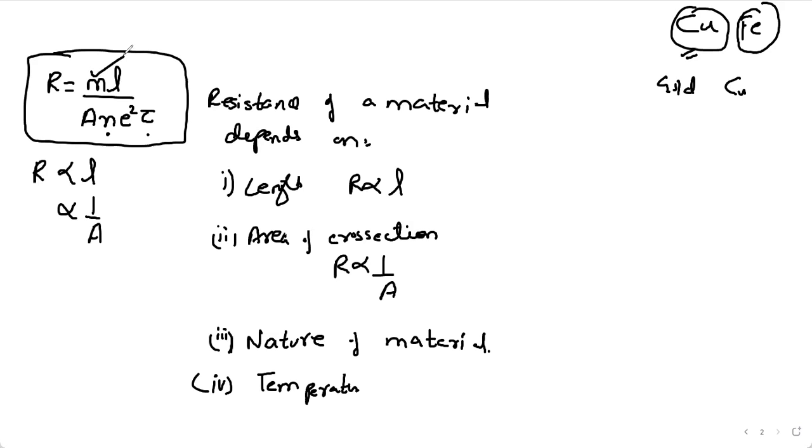See, I'm not considering m and e here because m is the mass of electron, which is a constant term. It does not vary from one material to another. You cannot change the mass of electron. e is the electronic charge. This also does not vary from one material to another. I'm considering this also as a constant. All others are variable.